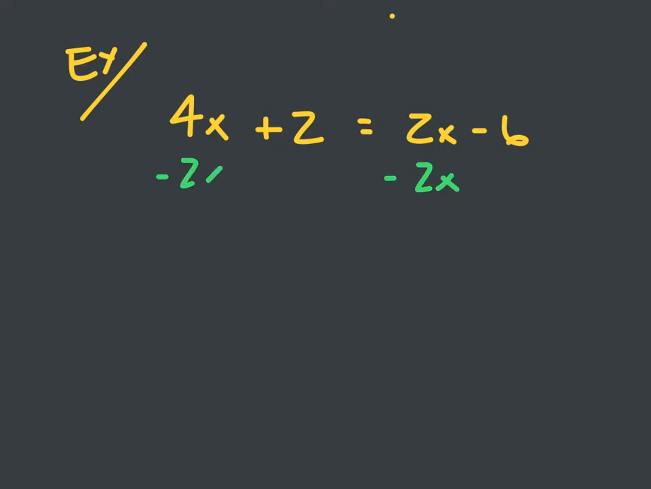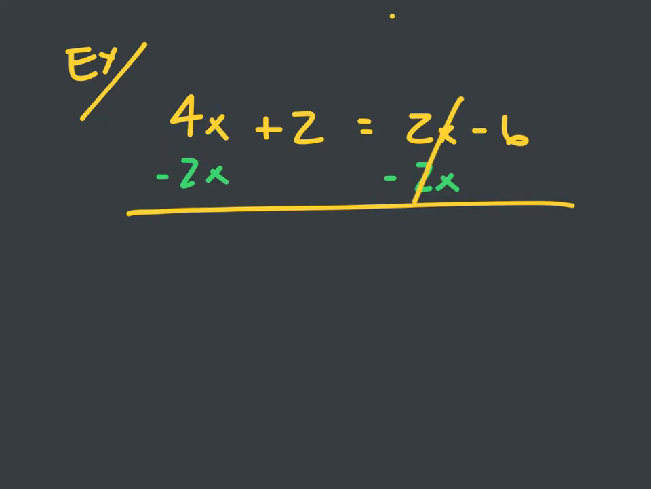Okay? Do that to both sides. And what I'm doing is I'm now declaring that I'm going to move my variable terms to the left side. So x is going to be on the left. And so 2x minus 2x is going to cancel out to 0.